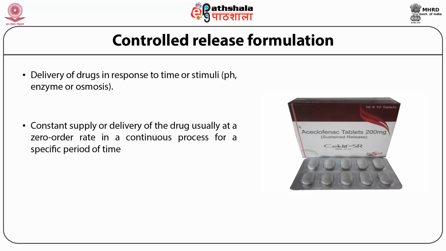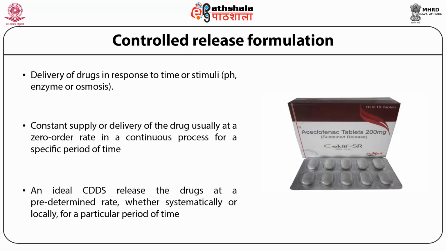An amount of the drug corresponding to that eliminated by the body is delivered. The animation in front of you probably re-emphasizes the point of how a drug is released and how it is able to maintain a constant concentration over a stipulated period of time. An ideal controlled drug delivery system is the one which can release the drug or drugs at a predetermined rate, either systemically or locally, for a particular period of time.